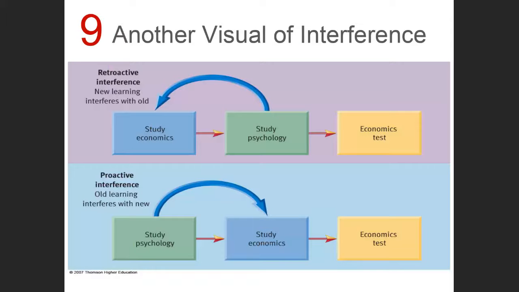Sometimes we forget because of interference. One type of interference is retroactive, where new learning interferes with old. And another type is proactive interference, which is where old learning interferes with new.